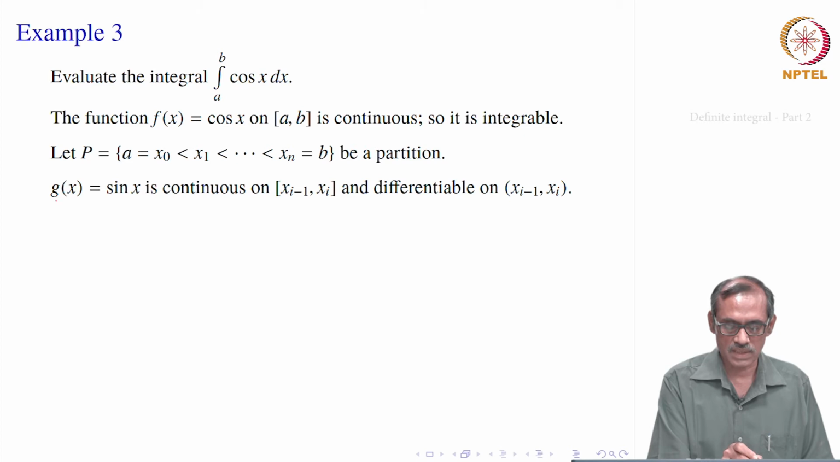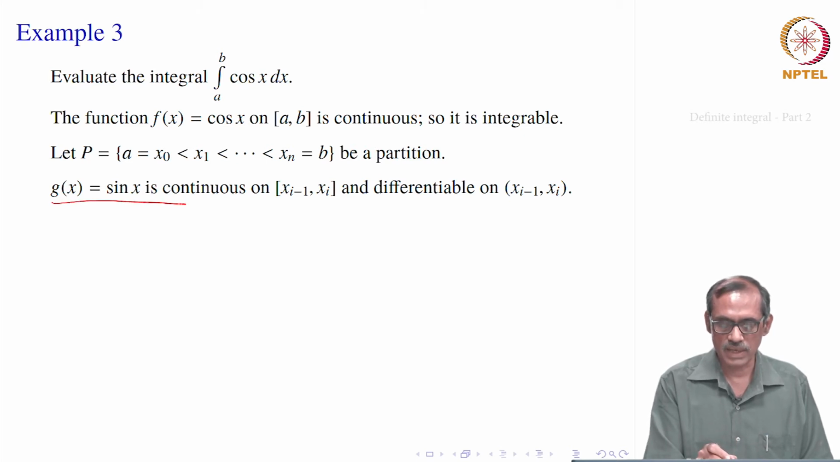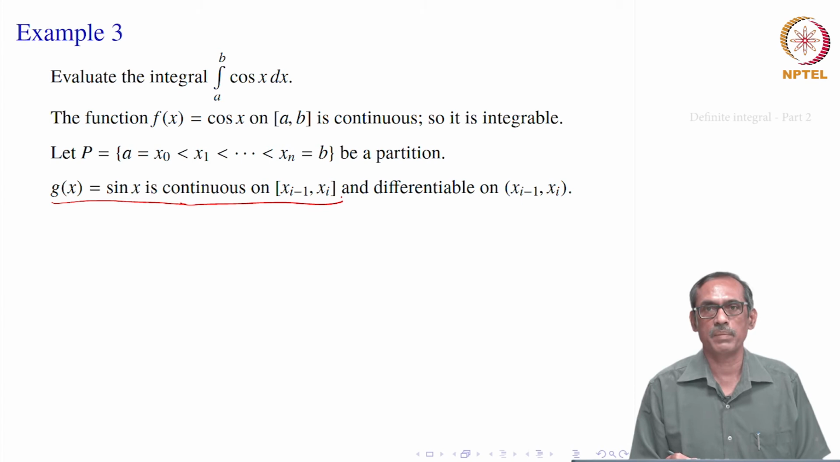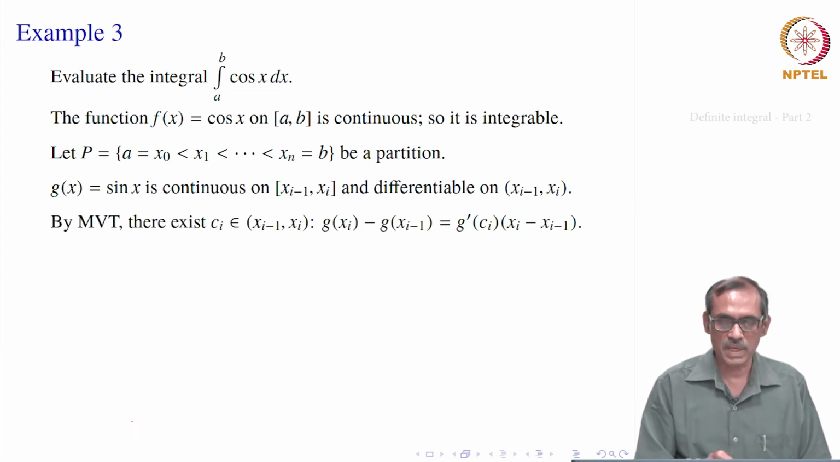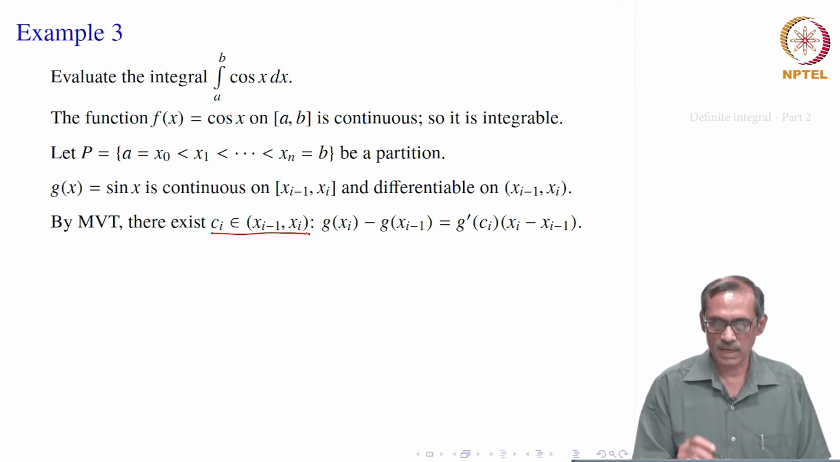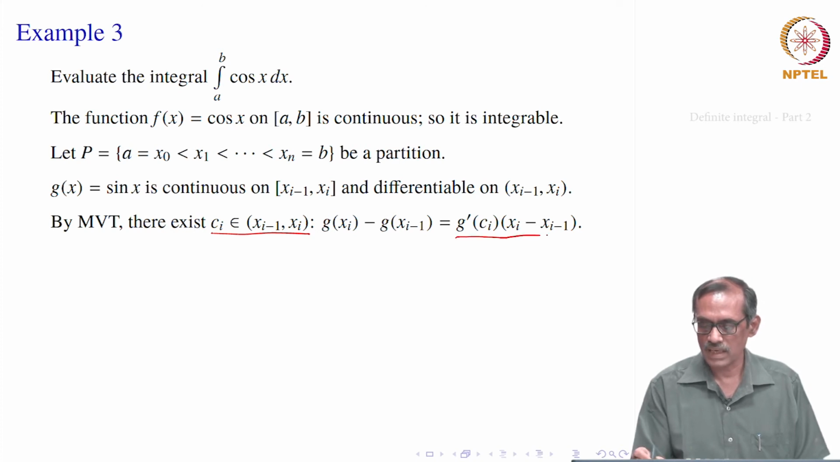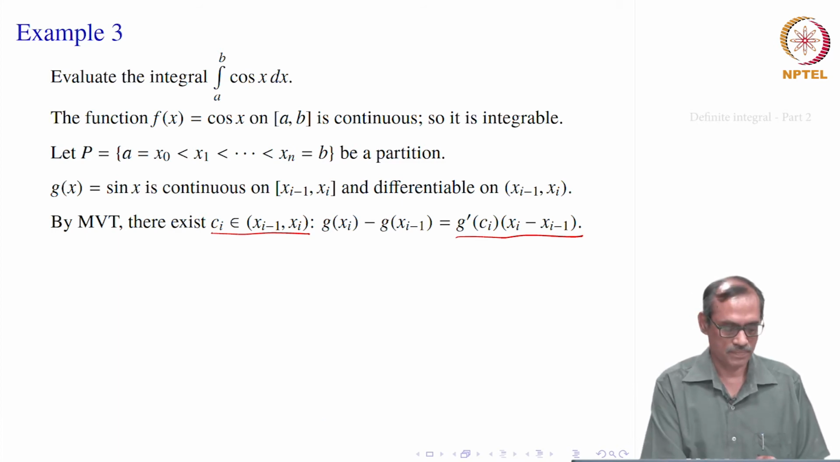Now, look at the function g x equal to sine x. This is continuous on each of the subintervals x i minus 1 to x i, closed interval, and also differentiable on the open interval x i minus 1 to x i. Therefore, we can use the mean value theorem. By the mean value theorem, there exists a point c i between x i minus 1 and x i such that g of x i minus g of x i minus 1 equals g prime of c i into x i minus x i minus 1. Is that clear? That is the mean value theorem.